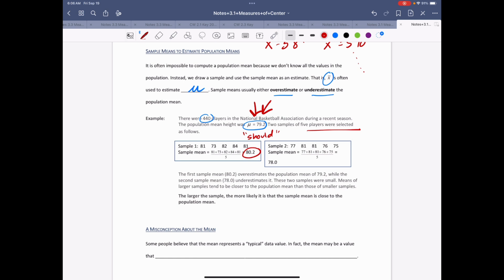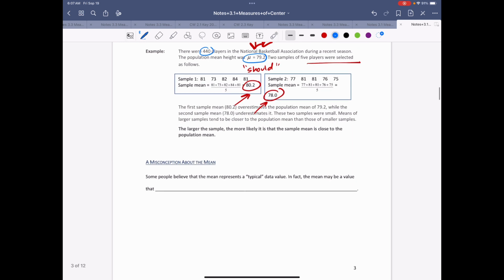80.2. That is too big. The second sample, they got 78. That is too small. The 80.2 overestimates mu, and the 78 underestimates it. So that's what happens when you take a sample. And we're going to get into that a lot this year. So what do we do about it?